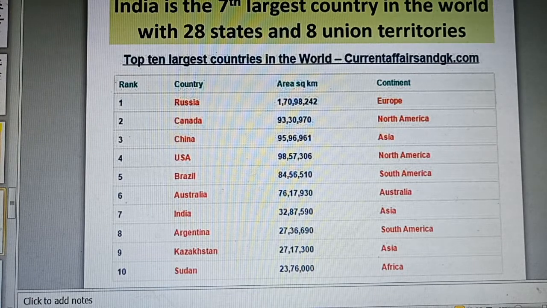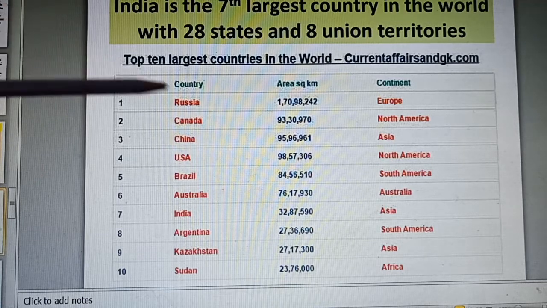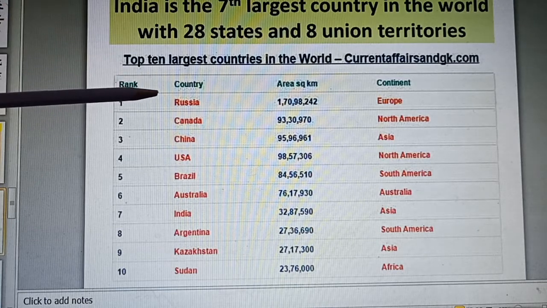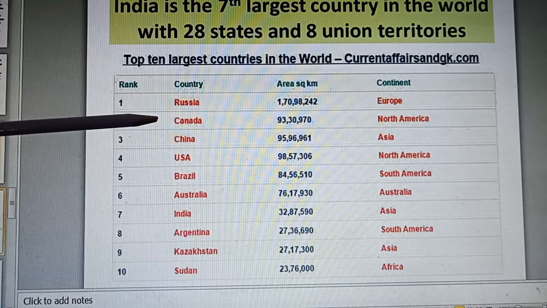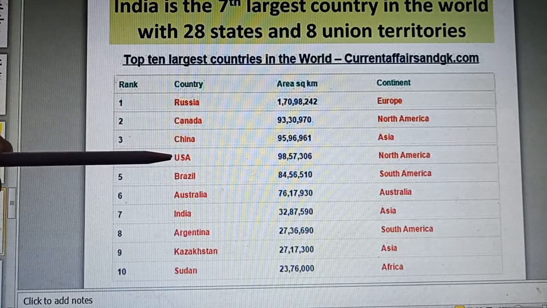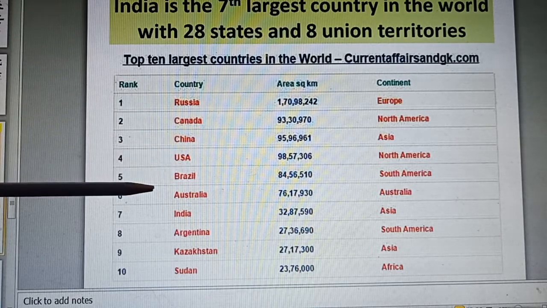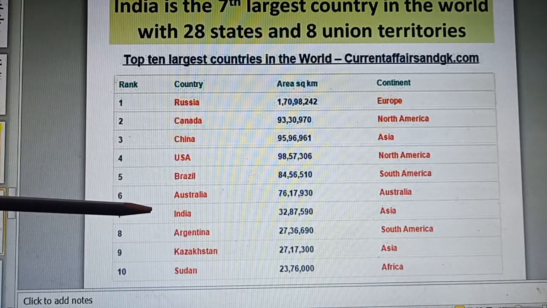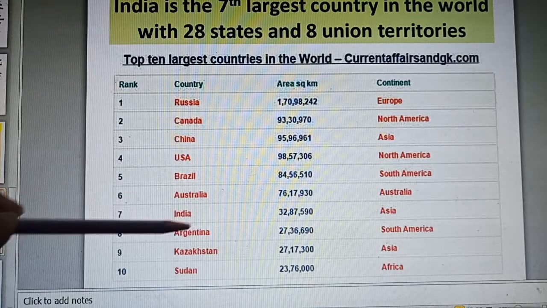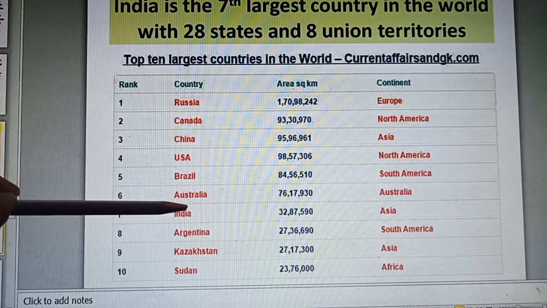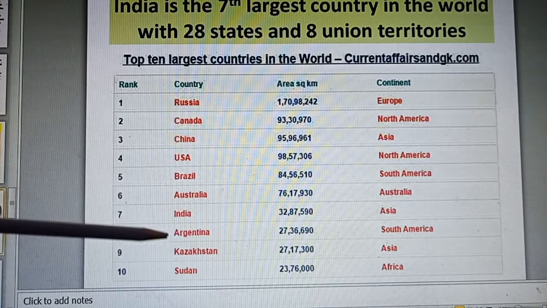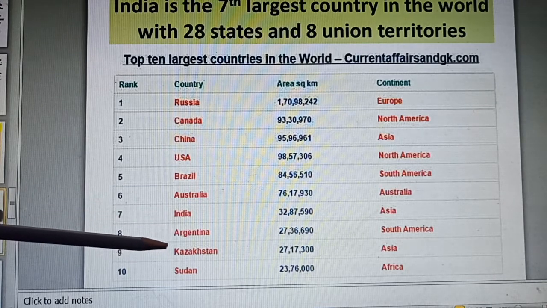Now, India is the 7th largest country in the world with 28 states and 8 union territories. 7th largest country in the world. The first country as far as size is concerned is Russia, then Canada, China, USA, Brazil, Australia and then India. India occupies the 7th position as far as area is concerned. Then after India, there is Argentina, Kazakhstan and Sudan.